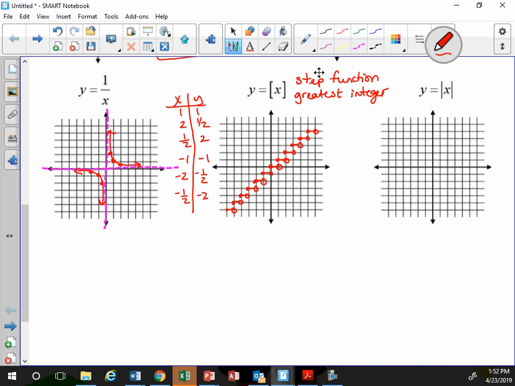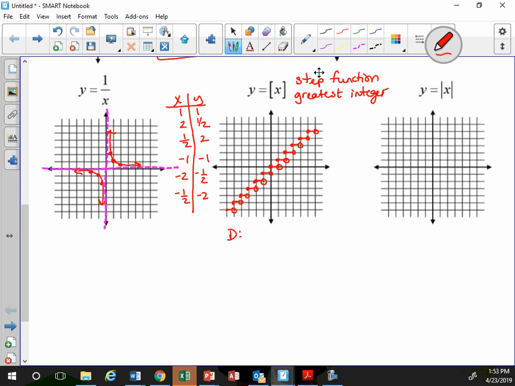Oh, we skipped domain and range on the last one too. Let's do this one and then we'll go back. All right, domain. It looks really weird, but what is the domain? I'm talking about the one over X, sorry. But what about this one? What's the domain of that? Yeah, it's just all real numbers.